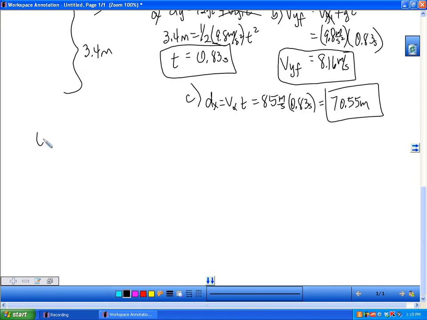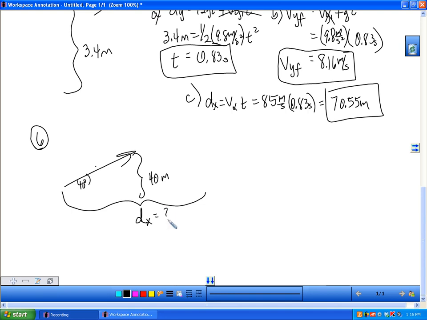That's number 5. Number 6 says a banana is thrown at an angle of 40 degrees with the horizontal. The banana is going to rise 40 meters, and they want to know the range. Do not say the tangent of theta is equal to 40 over dx. That will not work, because this is an accelerated motion, this is not. So the tangent won't work.